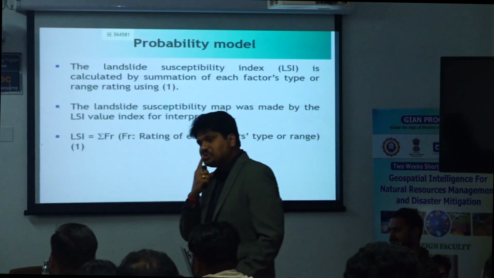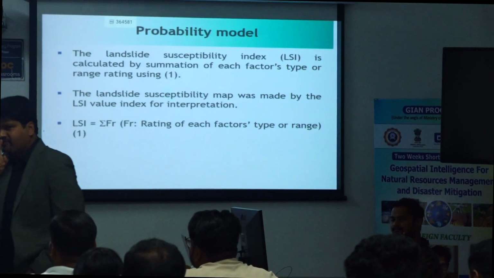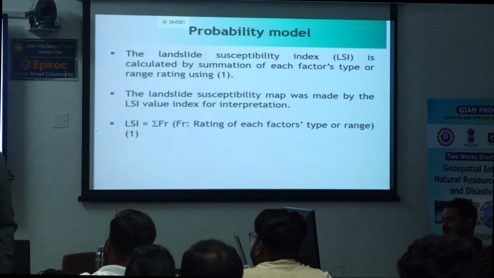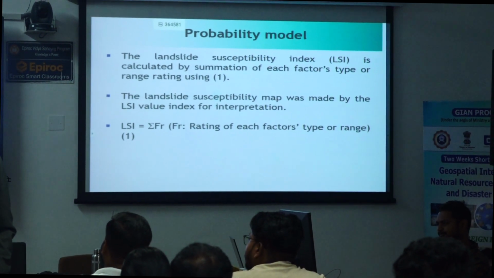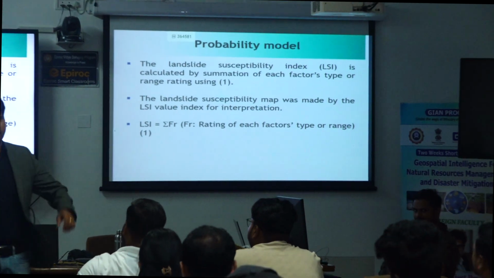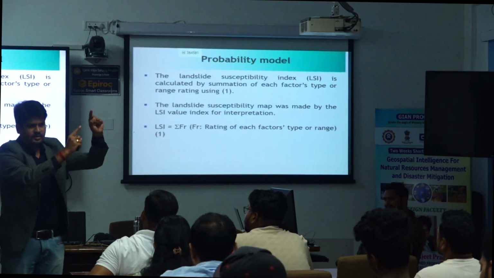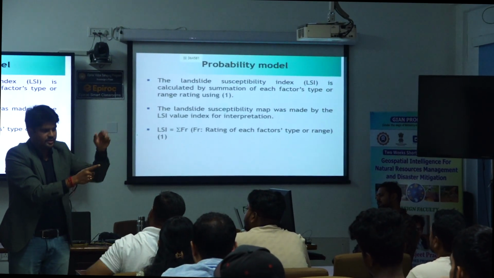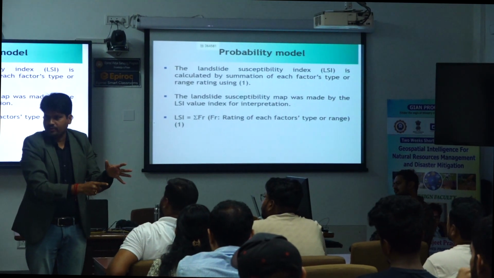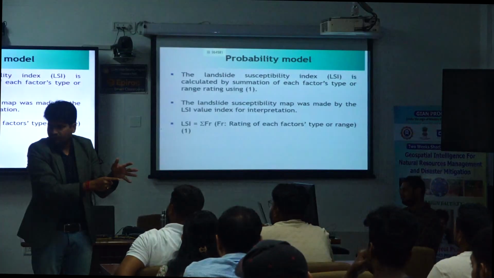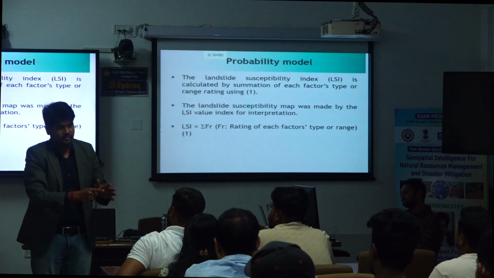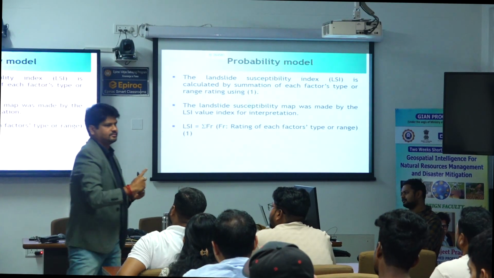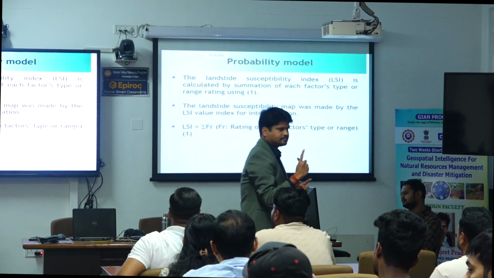Now, yesterday I showed you the example of just one factor. Now we have 10 factors, 15 factors, right? So we do it for each individual factor. Let's say you have the landslide locations, then you have the different conditioning parameters: altitude, slope, aspect, curvature, stream power index, topographic wetness index, land cover, distance from fault, and so on. So you do the analysis for each factor.